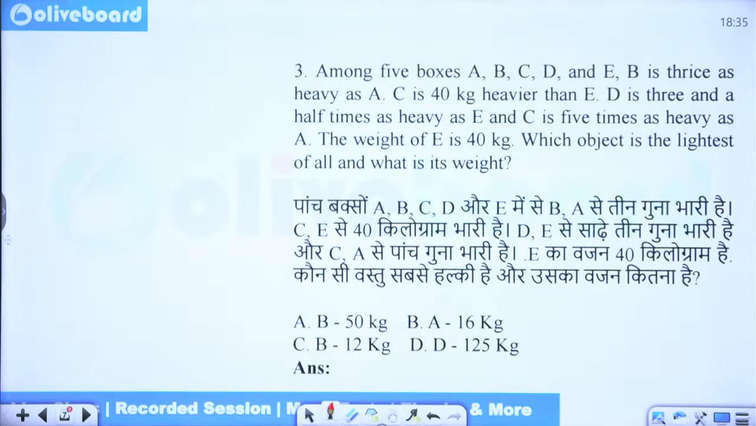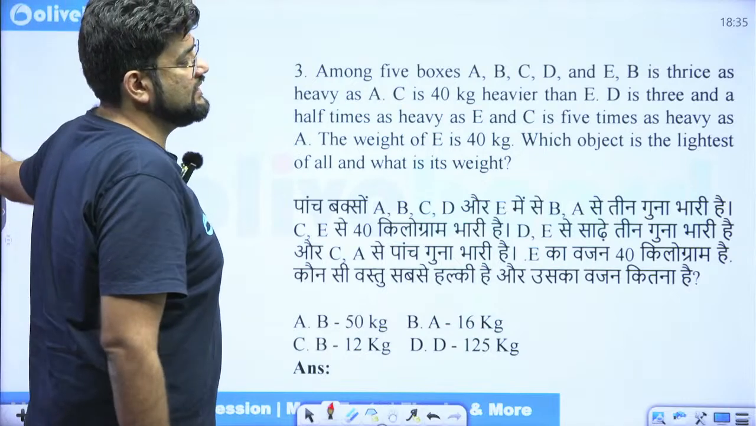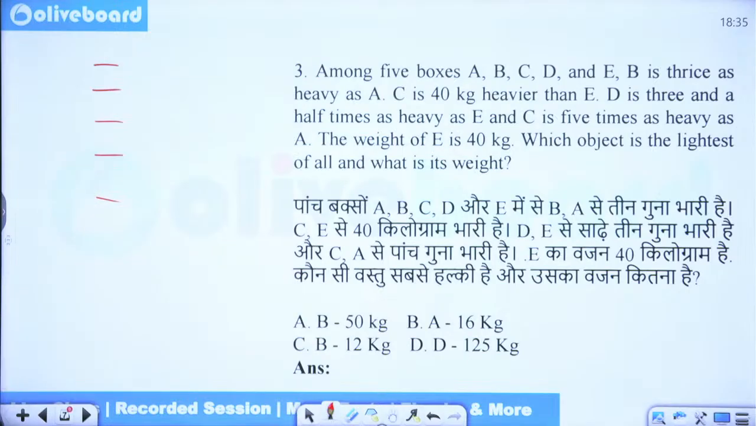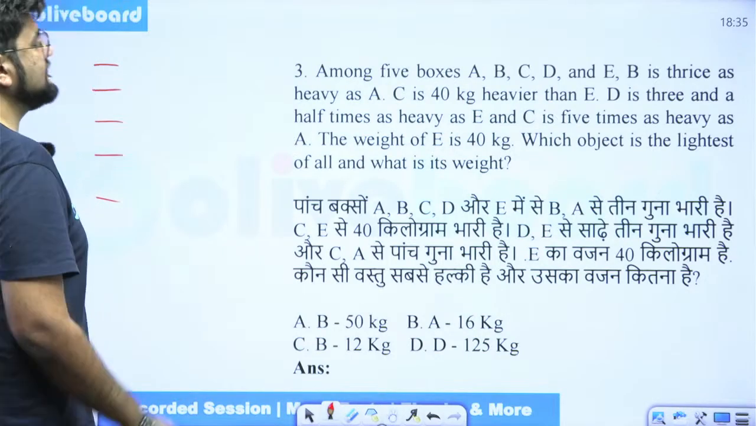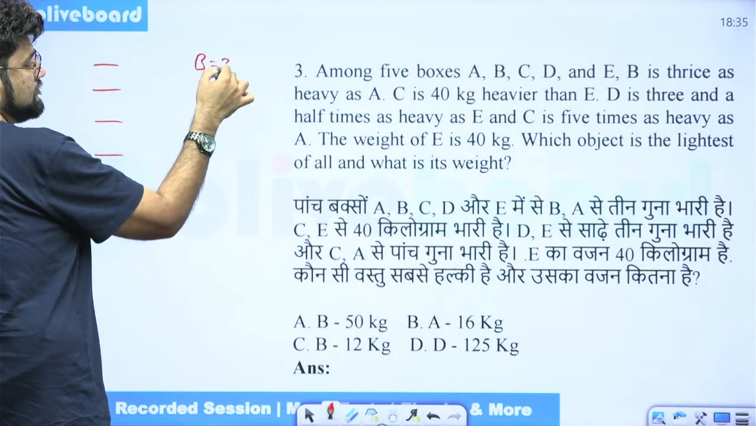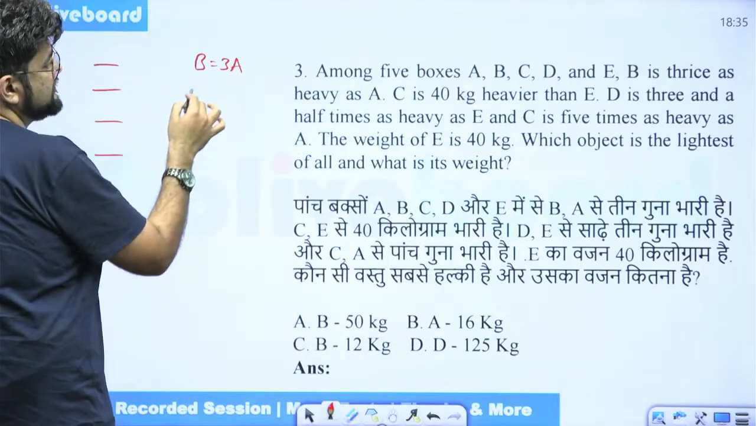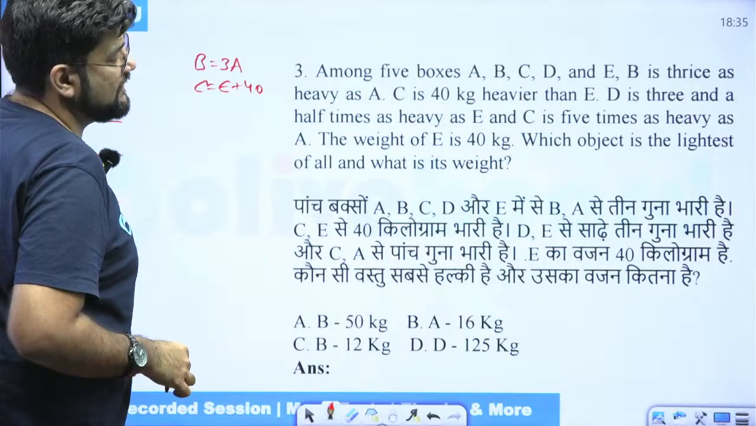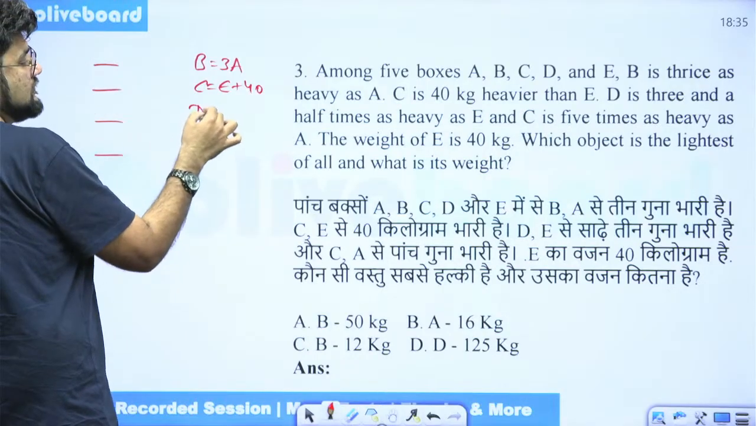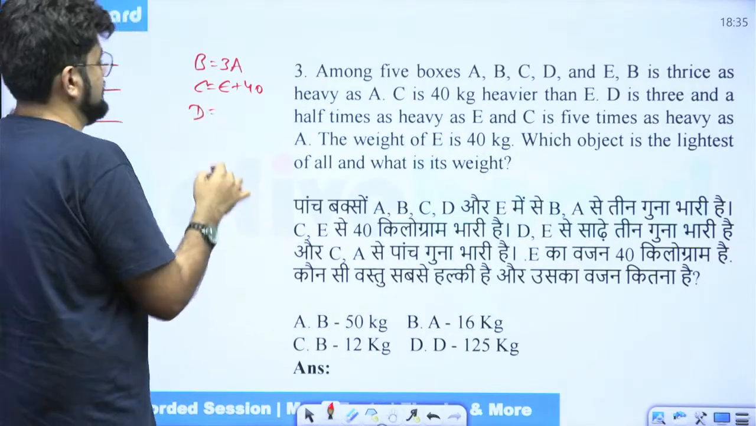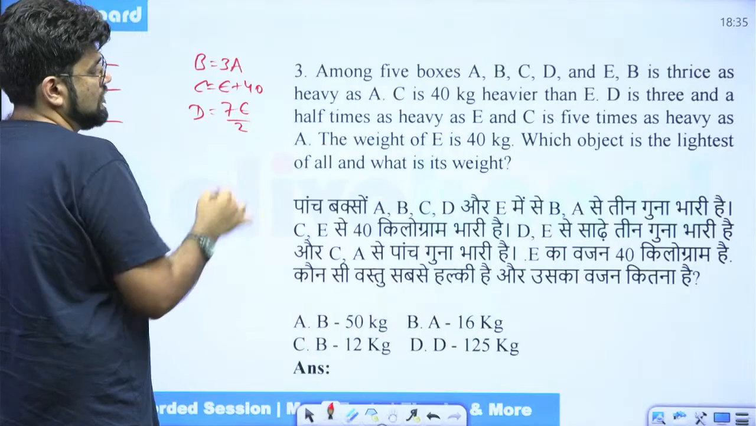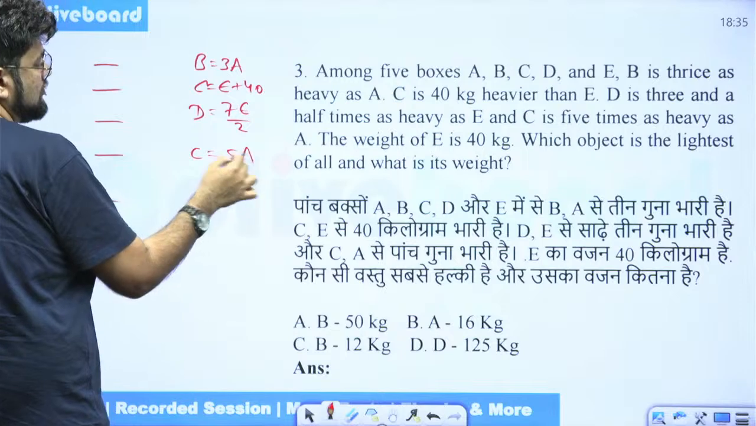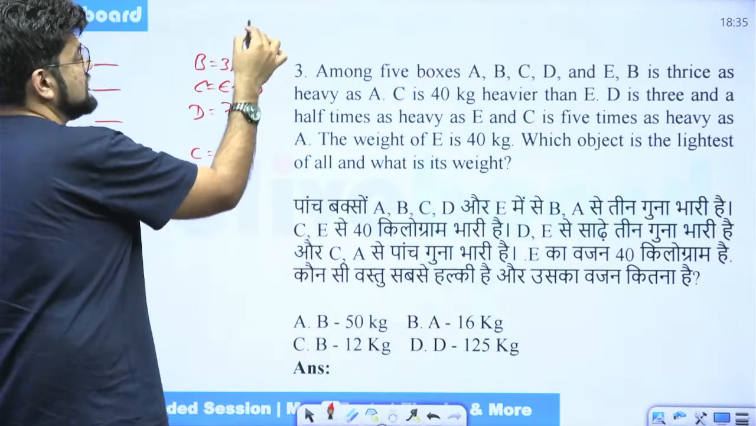This one. Among 5 boxes, A, B, C, D, E: B is thrice as heavy as A. C is 40 kg heavier than E. D is 3.5 times as heavy. 3.5 means 7 by 2. And C is 5 times as heavy as A. Weight of E is 40 kg.